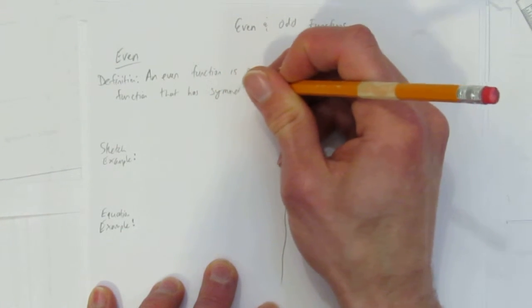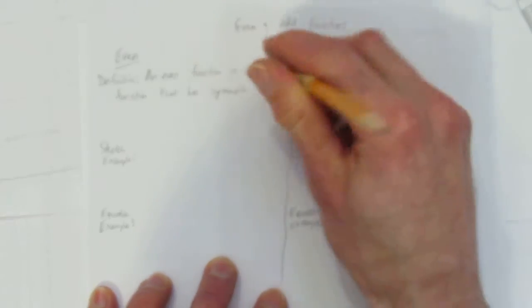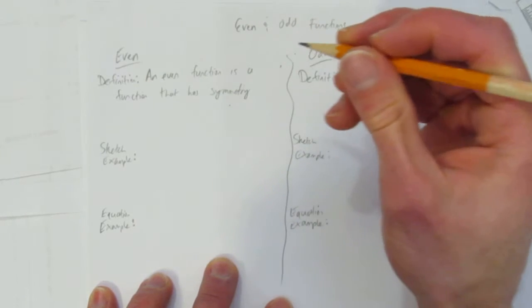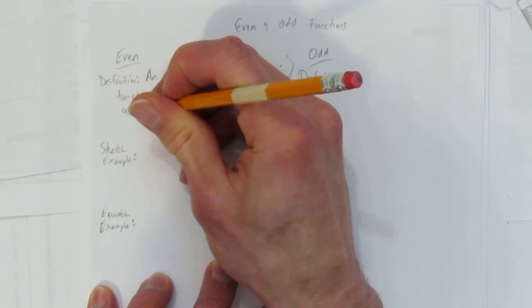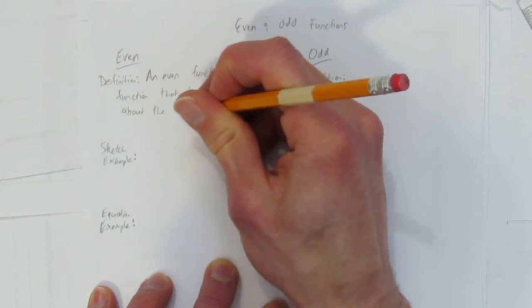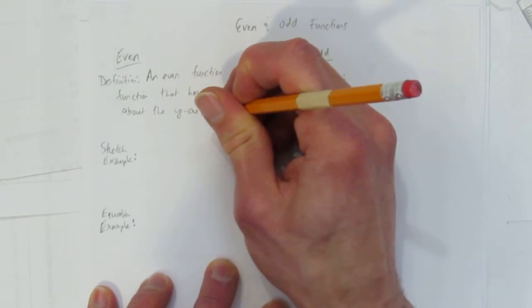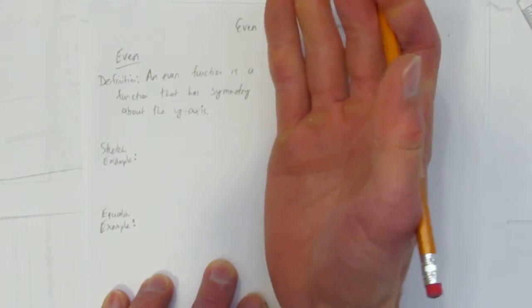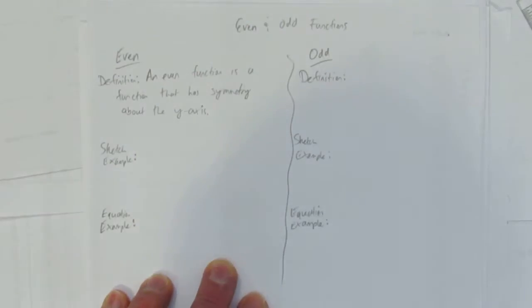I'm forgetting if there's two m's or one m. There's one t that has symmetry about the y-axis. So if it's symmetrical, if it perfectly flips over the y-axis and makes the exact same shape when you flip it over the y-axis, it's even.